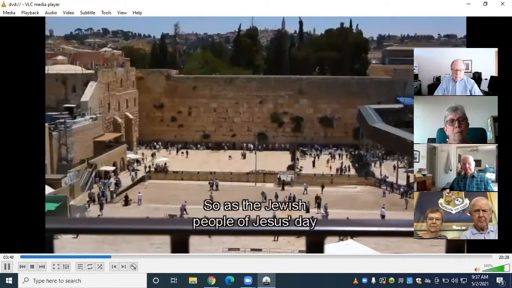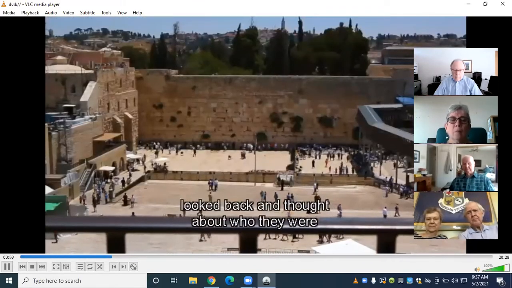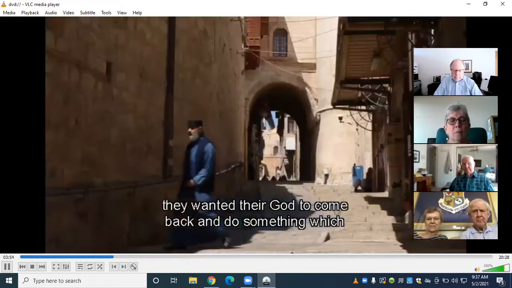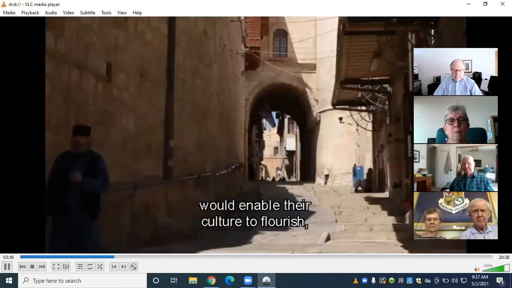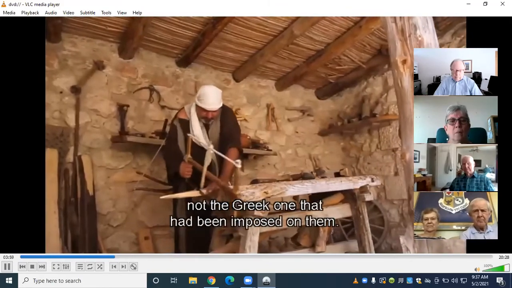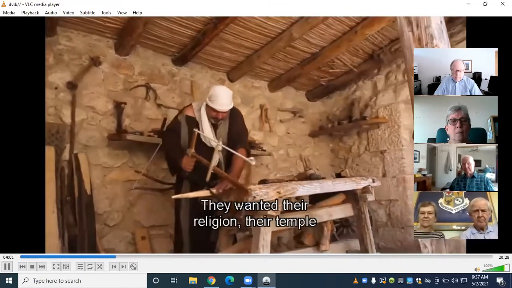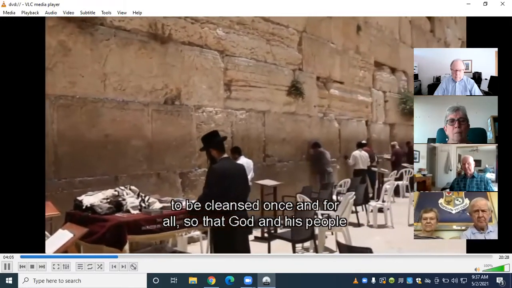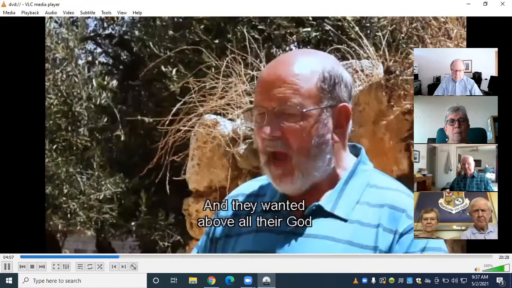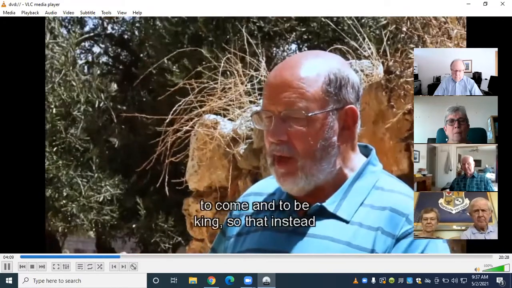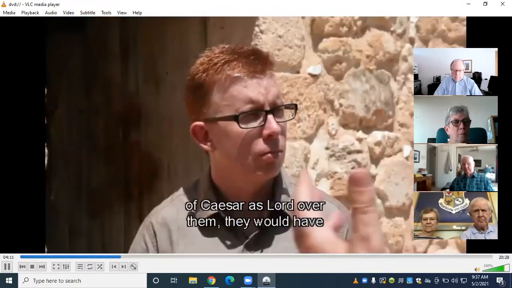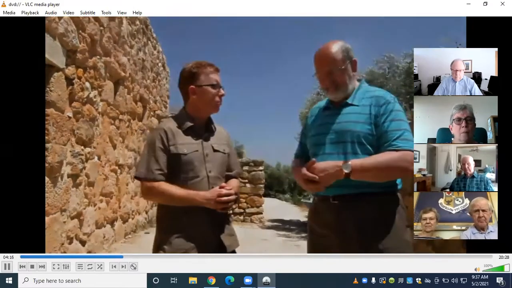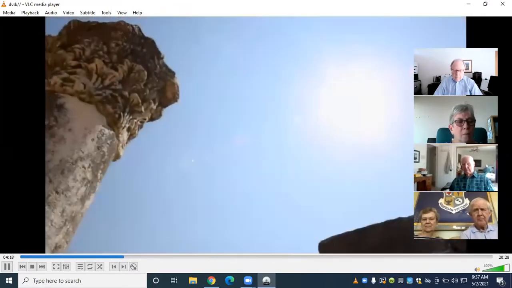So as the Jewish people of Jesus' day looked back and thought about who they were and what they were praying for, they wanted their God to come back and do something which would enable their culture to flourish, not the Greek one that had been imposed on them. They wanted their religion, their temple, to be cleansed once and for all, so that God and his people would finally get it together. And they wanted, above all, their God to come and to be king, so that instead of Caesar as Lord over them, they would have their one true God instead.